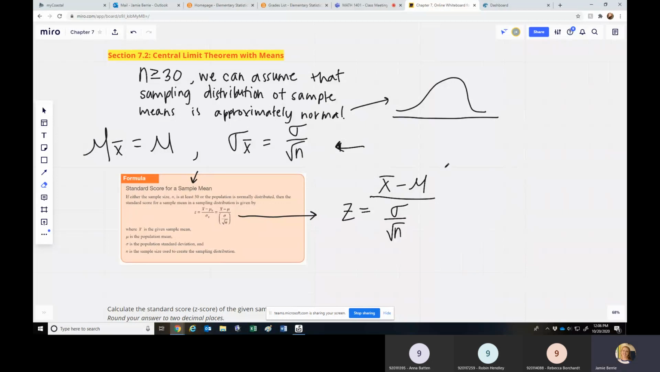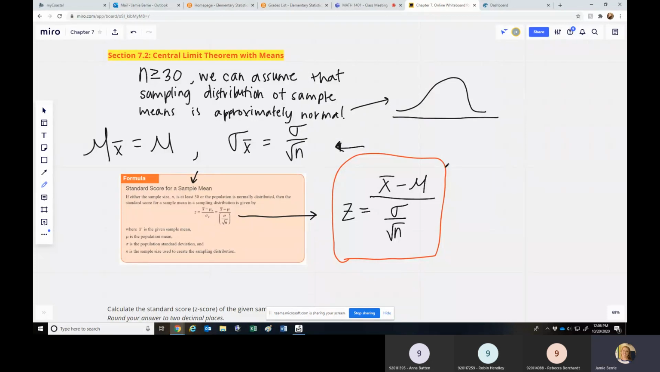All right, so this is the important part right here. If you're writing this down on your own paper, this is the part you want to write down. It just says down here that X bar is the given sample mean. That means it's going to be given to you. Mu is the population mean. Sigma is the population standard deviation. And N is the sample size used to create the sampling distribution.